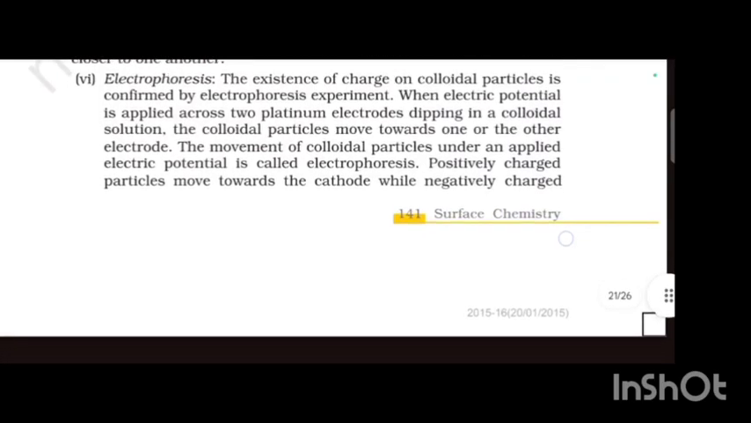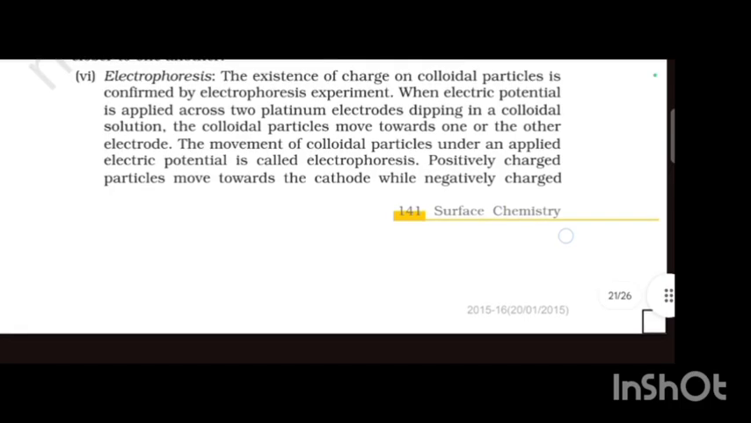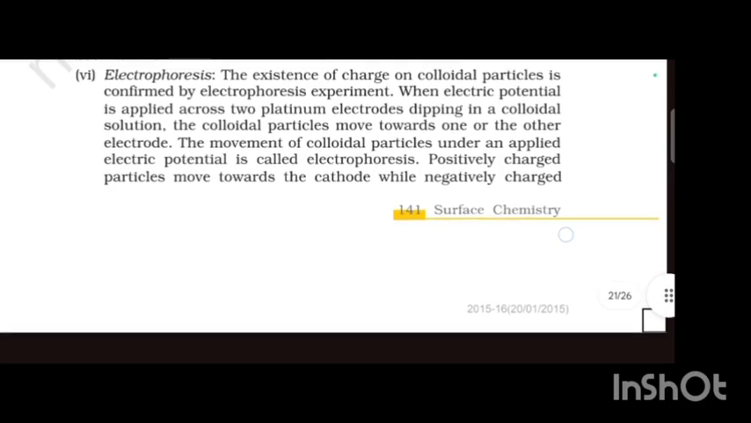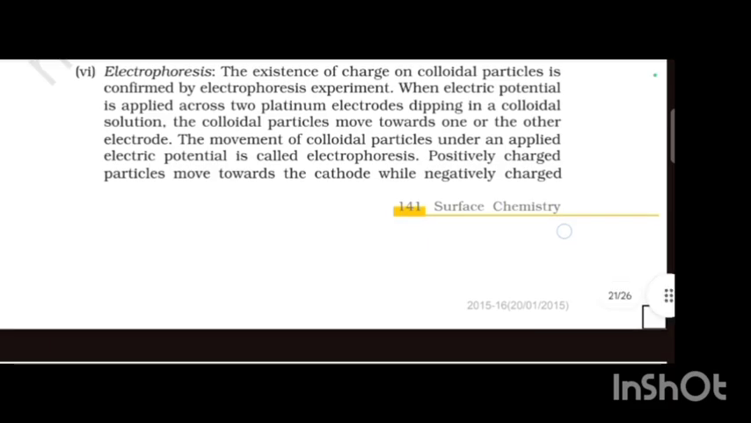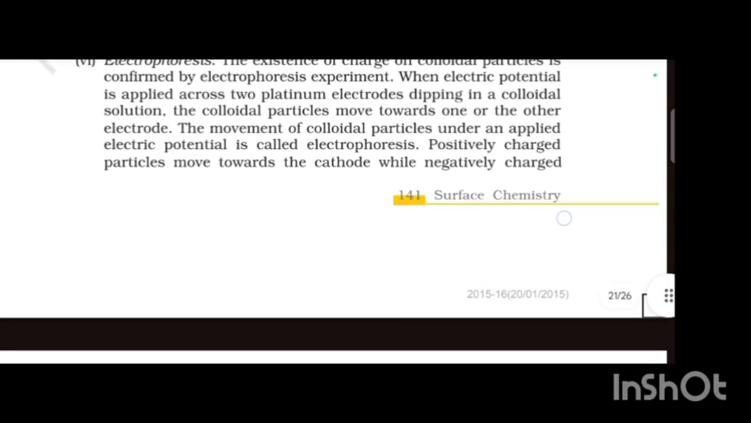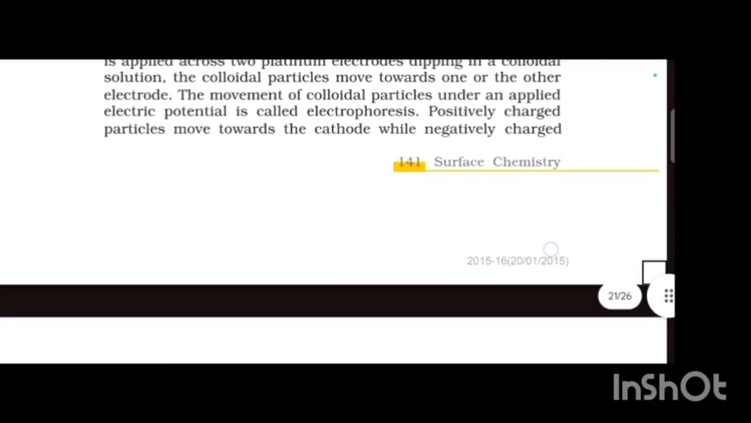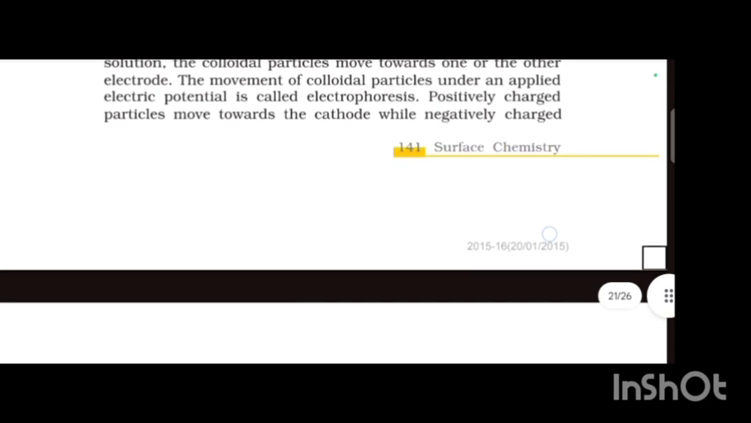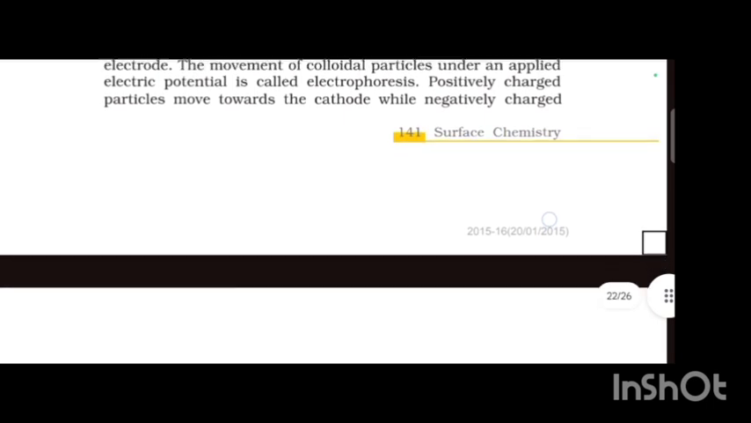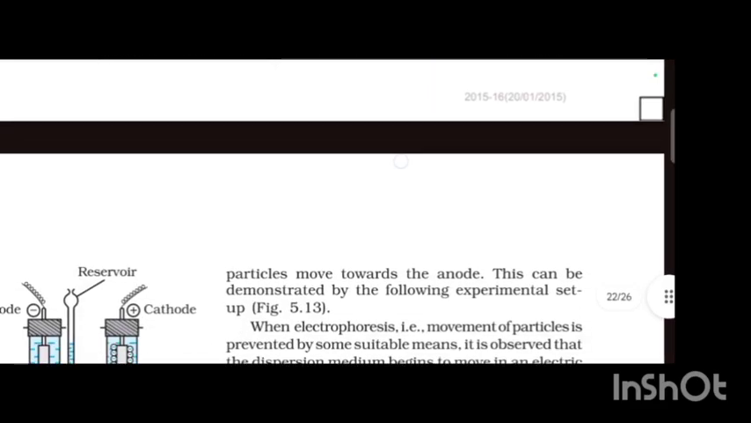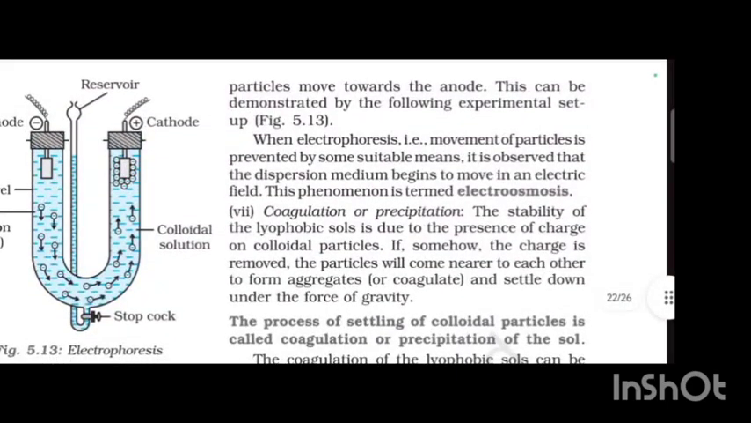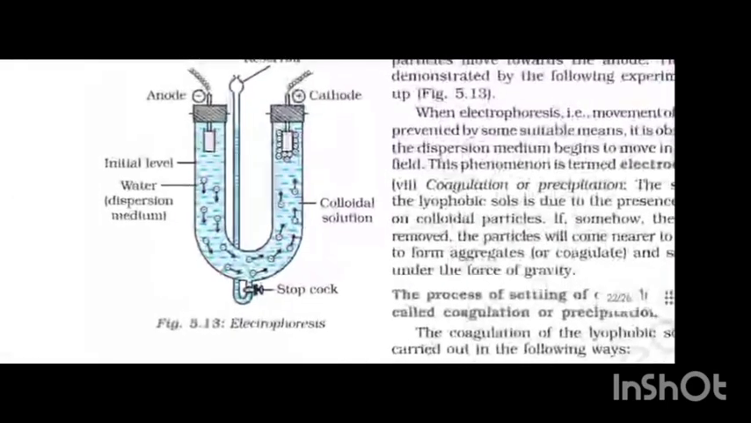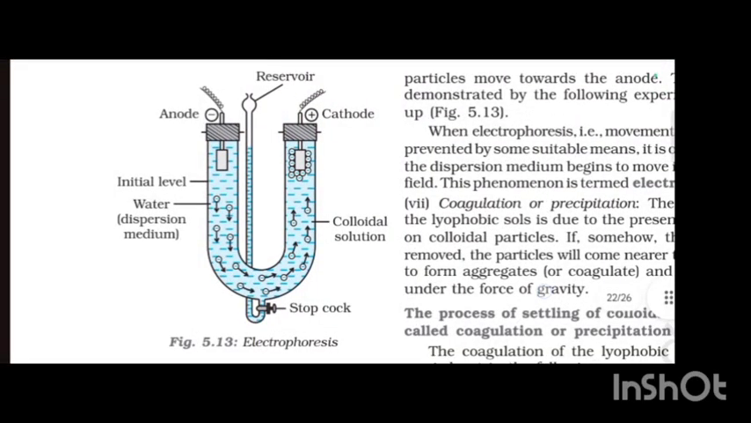Sixth, electrophoresis. The existence of charge on colloidal particles is confirmed by the electrophoresis experiment. When electric potential is applied across two platinum electrodes dipping in a colloidal solution, the colloidal particles move towards one or the other electrode. The movement of colloidal particles under an applied electric potential is called electrophoresis. Positively charged particles move toward the cathode, while negatively charged particles move towards the anode. This can be demonstrated by the following experimental setup. Figure 5.13, electrophoresis.